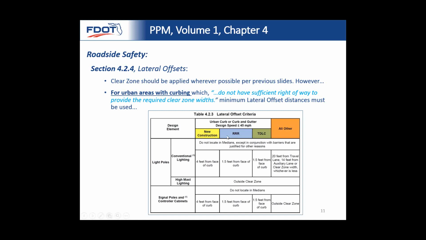So these are allowances for those devices or objects that are located along the roadside in an urban area that are needed for the normal operation of that roadway. So we have these minimum lateral offset distances that provide allowable offsets for those devices.